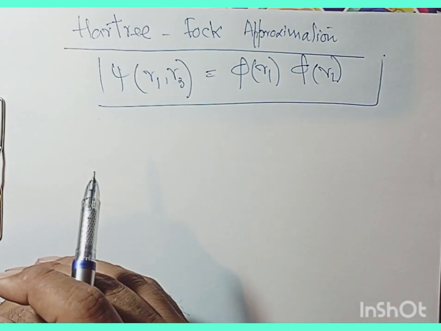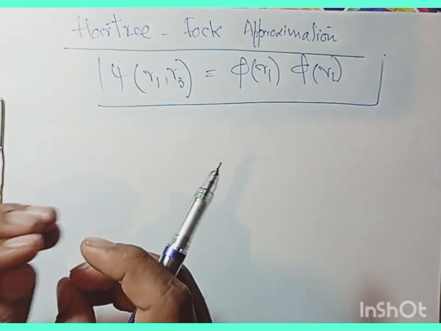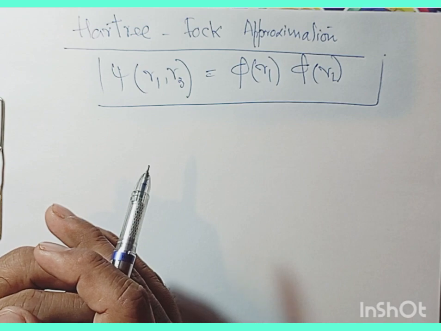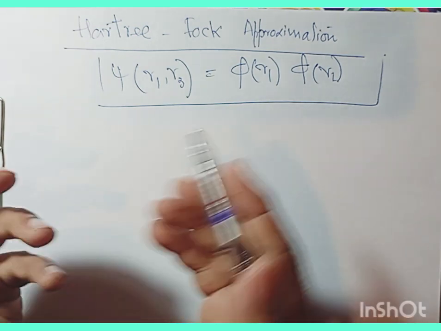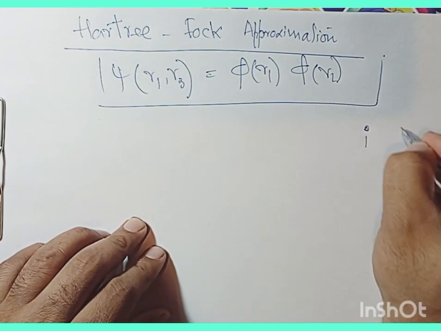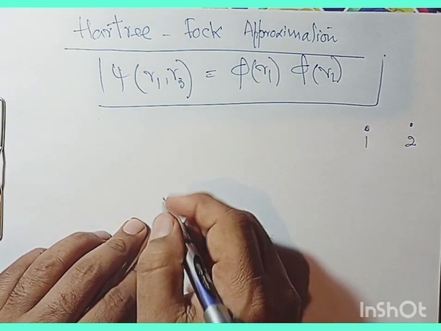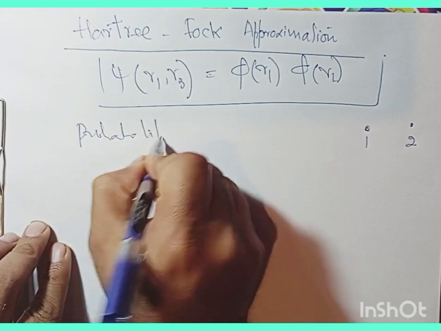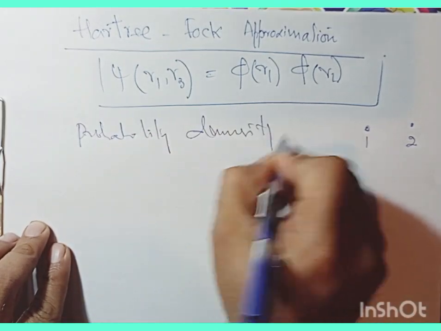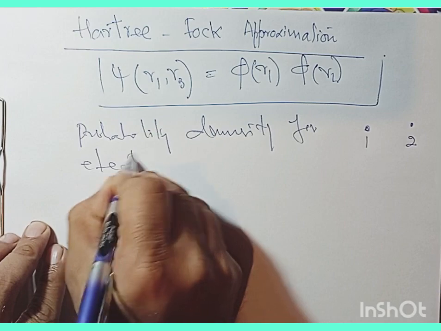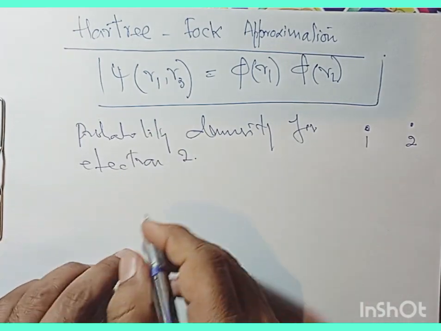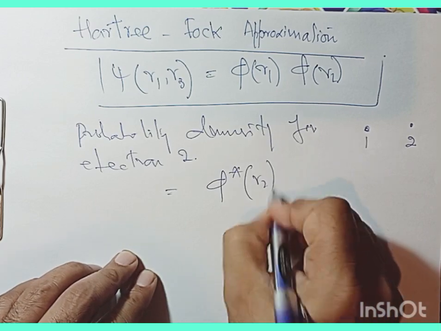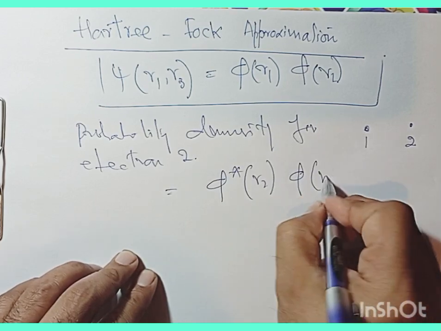Now, what is important for interpretation here is that we can have the probability density. For example, if I have electron 1 and electron 2, and I write down the probability density for electron 2, I can write it as phi star of R2 and phi of R2 dr.